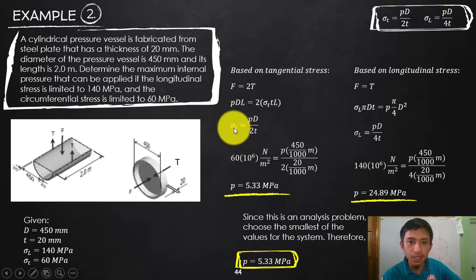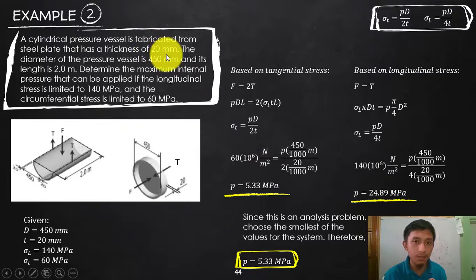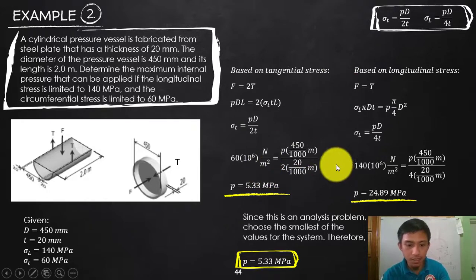Okay, so we will use it directly. Sigma t, let's focus first on tangential. We will limit ourselves to a stress of 60 megapascal. That is the strength in terms of tangential stress. So PD over 2T, where P is the unknown, the diameter is 450, and the thickness T is 20 millimeters. And then substitute. By the way, sorry, let me just change these units here.